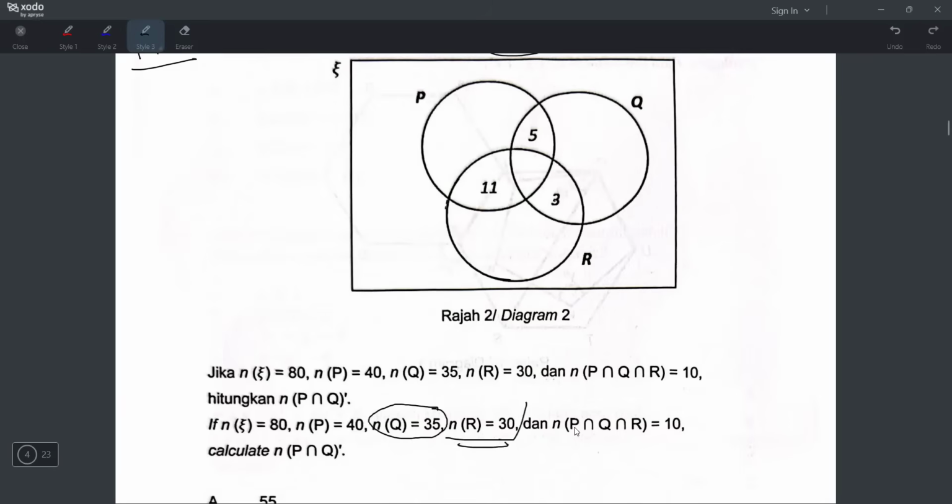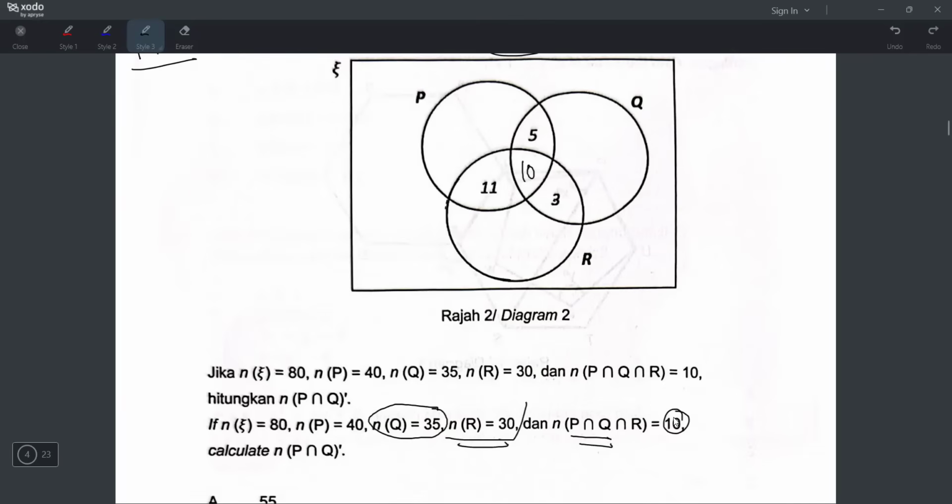Okay, what about this? N for P intersect Q intersect R is 10. Okay, P intersect Q means the P and Q overlap region. And then intersect R means intersect with R again, overlap with R again. So it's referring to this middle region. So actually this middle region, we can write it, the 10, we can write it like this, 10.